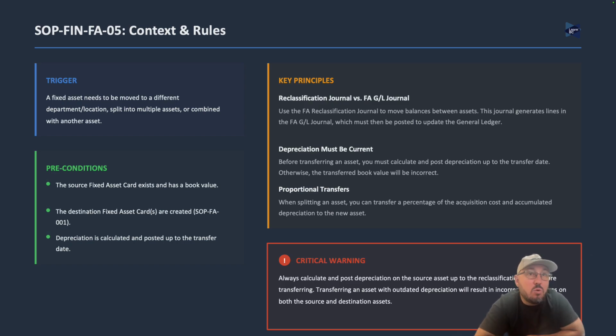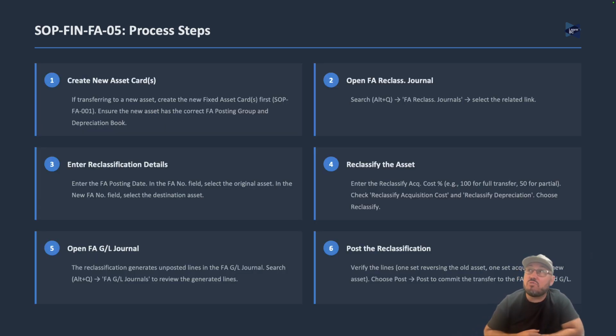All right, well, what's it look like? So from a SOP perspective, step one, create the new asset card. Now, we've already done that. So as we step through the SOP today, we're going to move straight to step two. And step two is go and search, use Tell Me, and type in FA Reclass or Fixed Asset Reclassification. And you're going to come up with the Fixed Asset Reclassification Journal. And this one is how we stage.